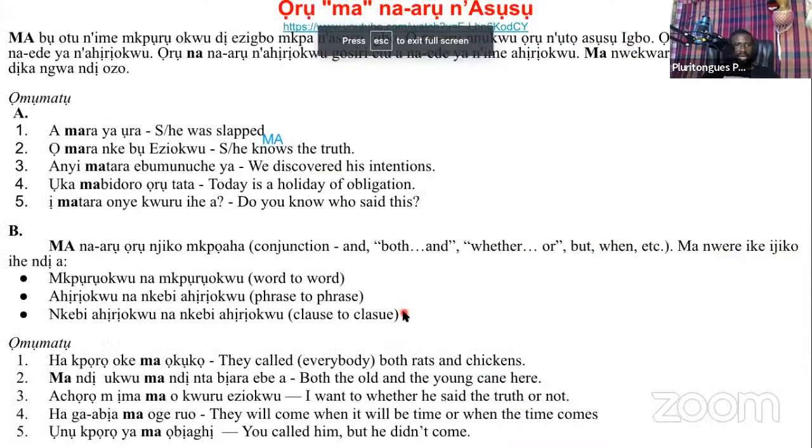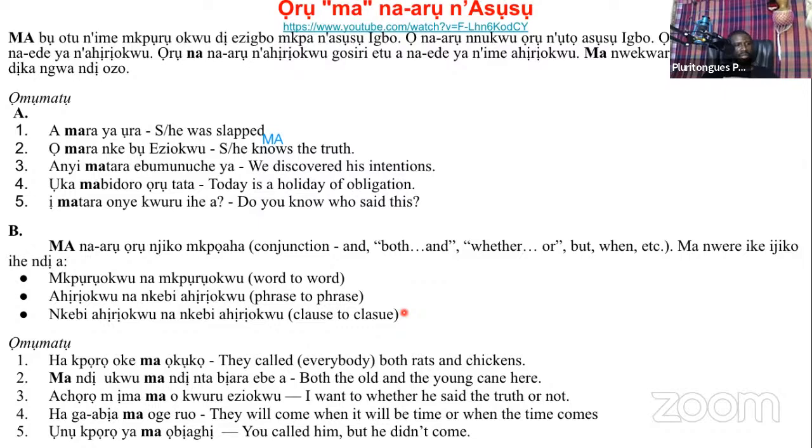Now the third one. Achọrọ m ịma ma o kwuru eziokwu. I want to know whether he said the truth or not. So whether, remember we had explained earlier that it can also function as the word whether. That's a conjunction. I want to know. Achọrọ m ịma ma o kwuru eziokwu. I want to know whether he said the truth or not.